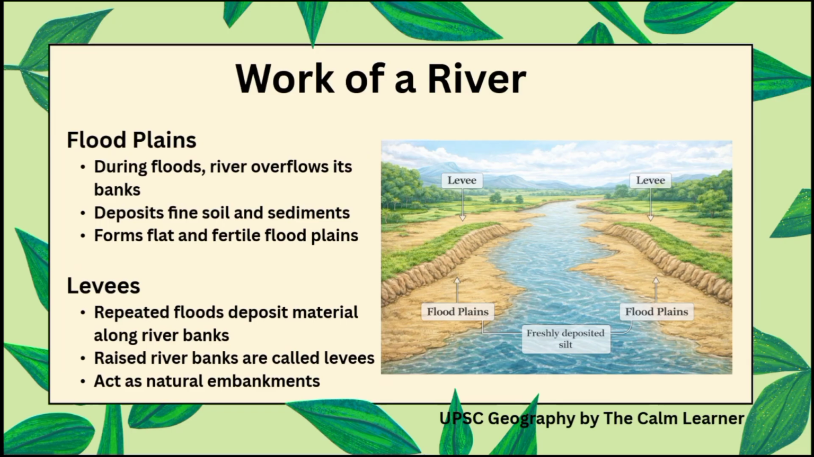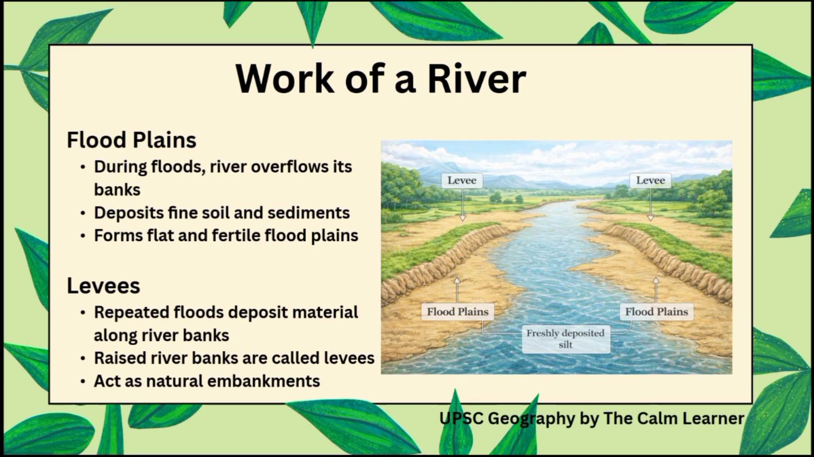Now, let us understand how floodplains and levees are formed by the work of a river. During floods, a river overflows its banks and spreads over the surrounding areas. As the flood water slows down, it deposits fine soil and sediments along its banks. Over time, these deposits form flat and fertile floodplains, which are very suitable for agriculture.